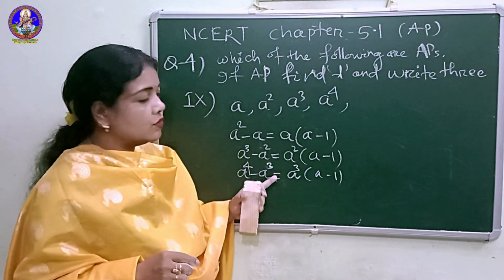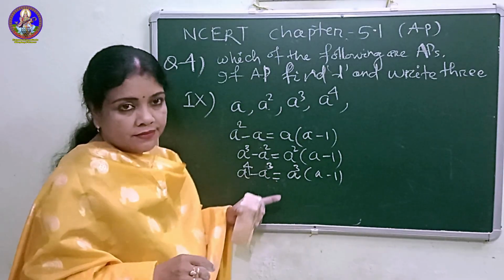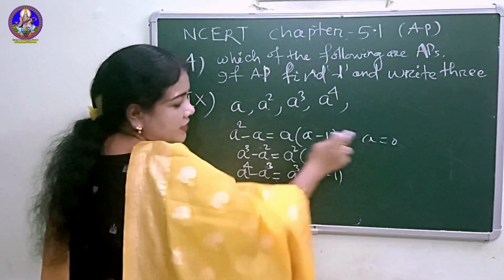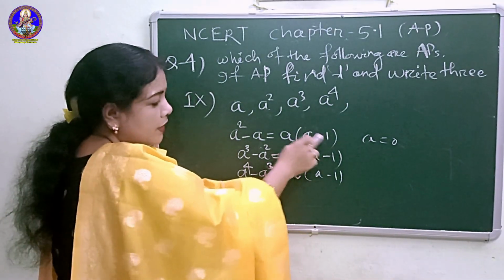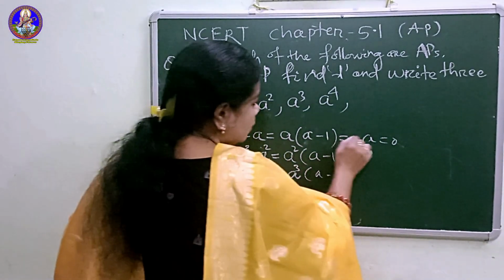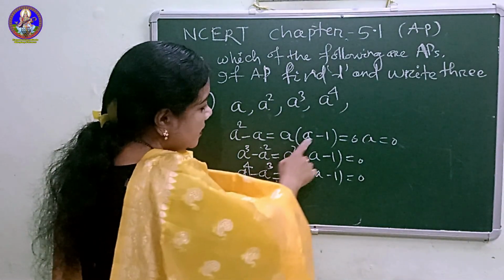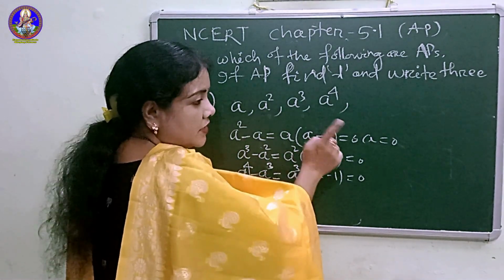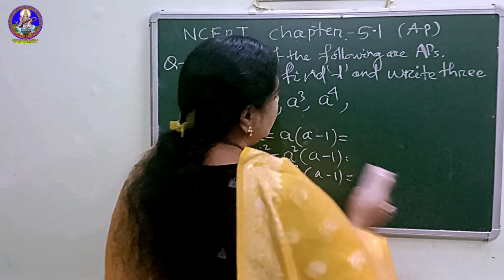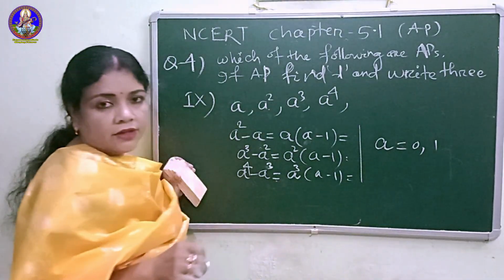Whether you take A is equal to 0 or A is equal to 1, then only the difference will be the same. For example, if you take A is equal to 0, the difference will be 0 everywhere. If you take A is equal to 1, then 1 minus 1 is 0, and 1 into 0 is 0. So it is a very special case, depending upon the value of A being 0 or 1.